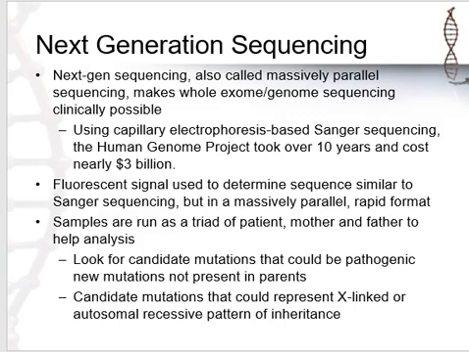Next generation sequencing, also known as massive parallel sequencing, makes whole exome and genome sequencing possible. Using capillary electrophoresis, Sanger sequencing of the human genome, as stated, took over 10 years and cost $3 billion. Fluorescent signals are used to determine the sequence in Sanger sequencing, but massive parallel sequencing is in a rapid format. Samples are run in trio: the patient, the mother, and the father. This helps us to determine candidate genes. There is so much data that if there's a small change in a gene that one of the parents has, and it's thought to be inherited dominant and the parents are not affected, then we would assume that it's just a benign variant. As time goes on, we'll probably need fewer of these trio studies.